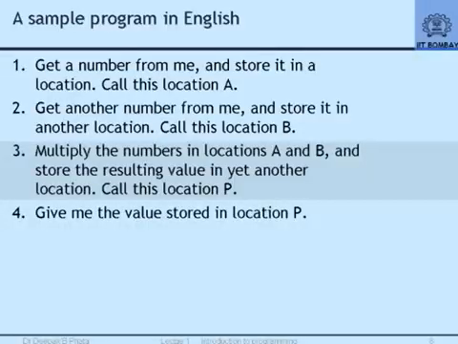Please note that while these instructions are written, there is no indication as to what this program is going to do. Only when I am reading the instructions, I am realizing what this program is supposed to do. The third instruction says multiply the two numbers. Now this time it mentions the two locations, A and B. So A and B already have a value because of execution of the previous instruction. Store the resulting value in yet another location, call it P. And the last instruction says, give me the value stored in location P. So as I told you, imagine we are a computer and we are executing this program. It is written in plain English so we can understand it.